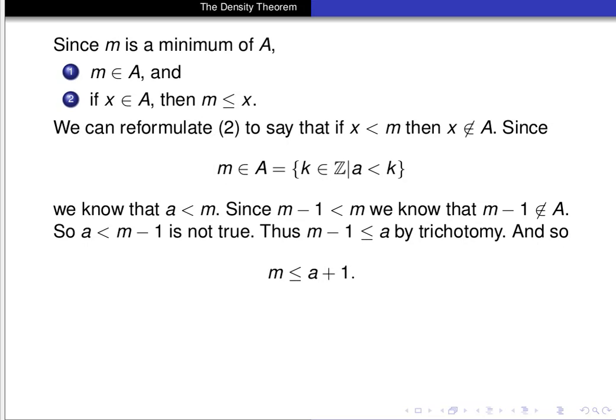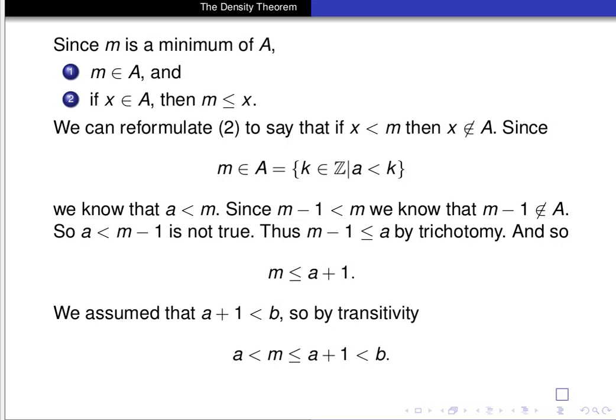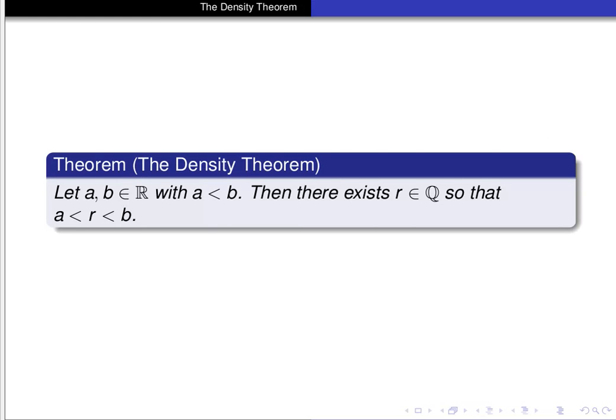Alright, well that tells us that m is less than or equal to a plus 1. And recall that a plus 1 is less than b by assumption. So transitivity tells us that a is less than m, is less than or equal to a plus 1, is less than b. So in particular, a is less than m is less than b, and that concludes the proof of the lemma. So now let's prove the density theorem.